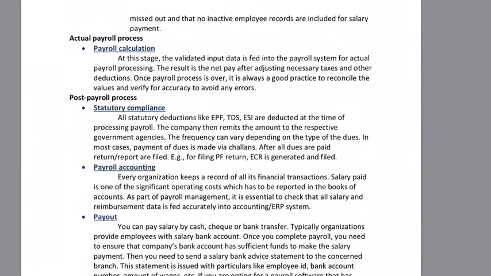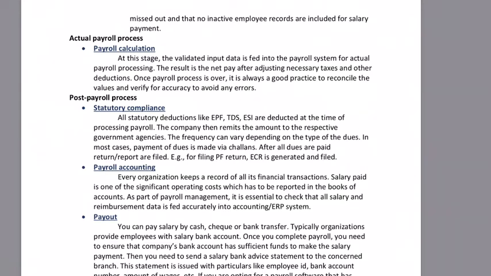Okay. Then the other important post payroll process is, once the computation is done, what is required? Payout. Actually paying salary to employees by cash, by check, or by bank transfer. Typically organizations provide employees with a salary bank account. Once the payroll is done, one needs to ensure that the company's bank account has sufficient funds to make the salary payment to the employees.